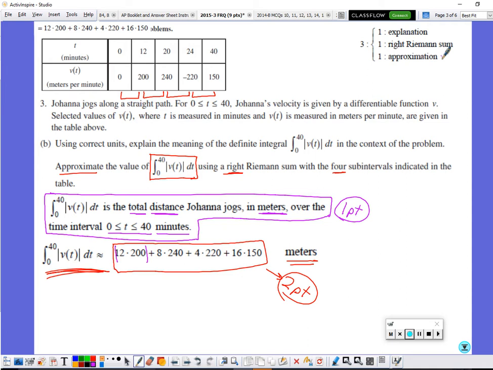Because the grader's going to look at that and say the person's mixed up. You're not supposed to be absolute valuing all of it. You're not supposed to be putting absolute value around dt. It's just the velocity. So if you get 0 of 3 or just 1 of 3? 1 of 3. Anybody else? Cool, next one.